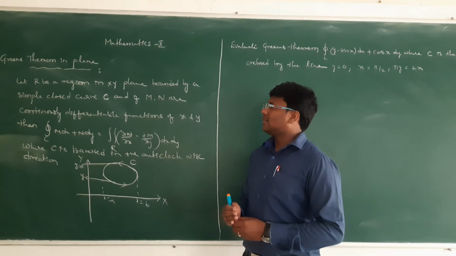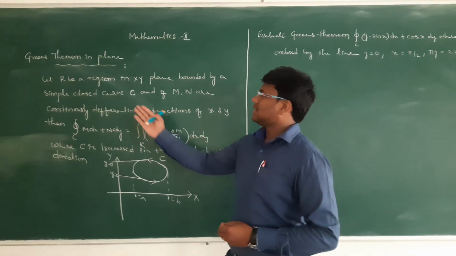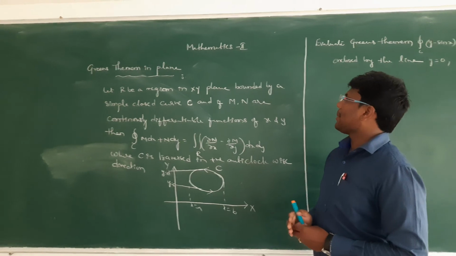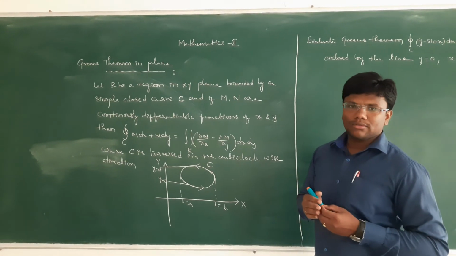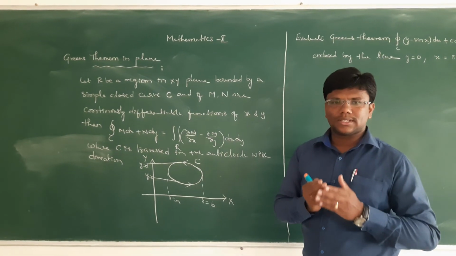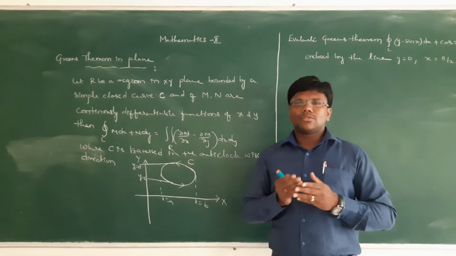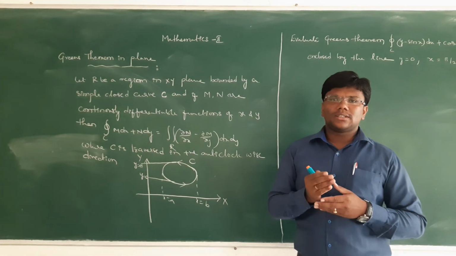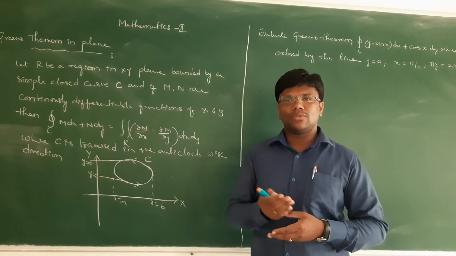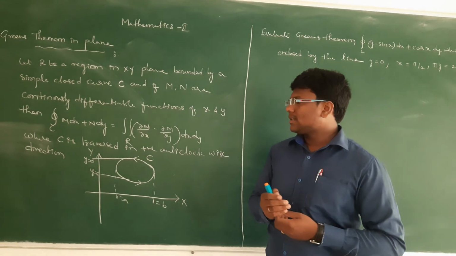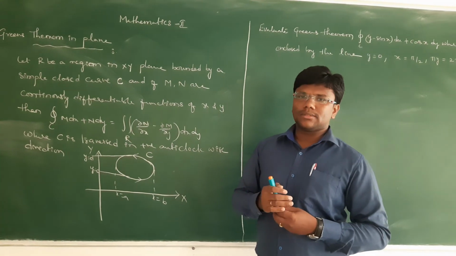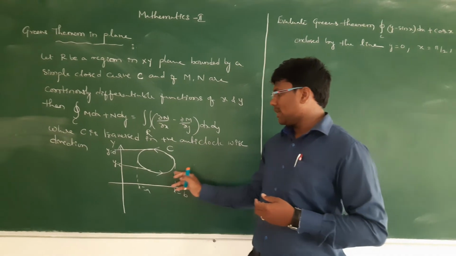Just now I explained what Green's theorem is. This is the Green's theorem statement. Let R be the region in the xy plane bounded by a simple closed curve C, and M, N are continuously differentiable functions of x and y. Then the integral over C of M dx plus N dy is equal to the double integral over R of (∂N/∂x minus ∂M/∂y) dx dy, where C is the closed curve traversed in the positive anti-clockwise direction. This is the closed curve in the xy plane.